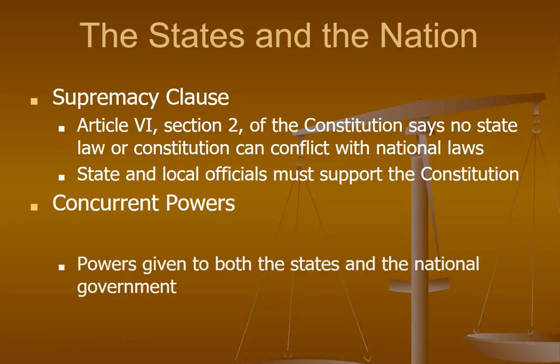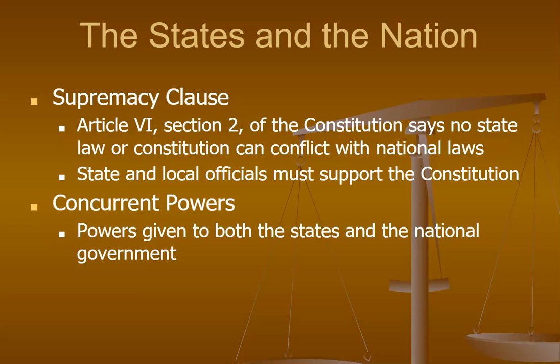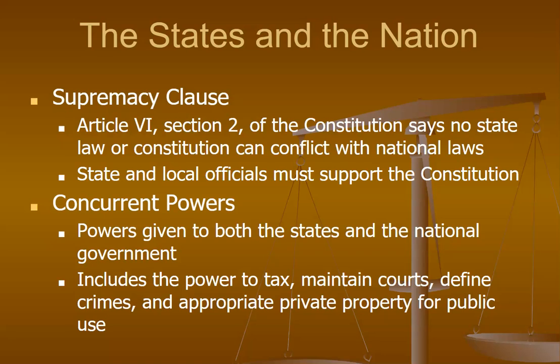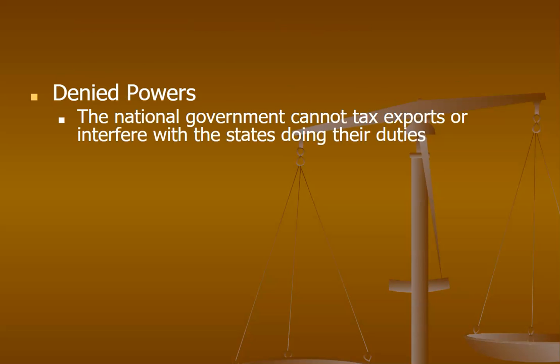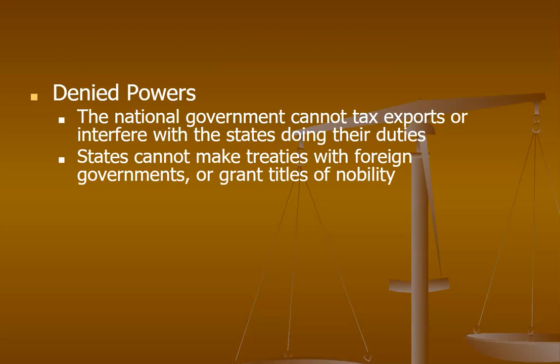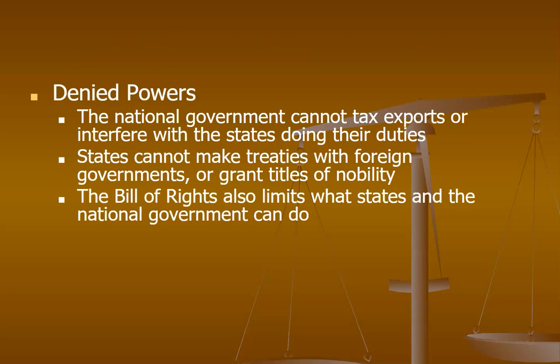Concurrent powers are shared powers. These are powers given to both the states and the national government. This includes the power to tax, to maintain courts, to define crimes, and to appropriate private property for public use, eminent domain. Now, denied powers are powers that are denied to the national government. The national government cannot tax exports or interfere with the states doing their duties. The states cannot make treaties with foreign governments or grant titles of nobility, which is why I am not Lord Stone of Willsborough. The Bill of Rights also limits what the states and the national government can do.